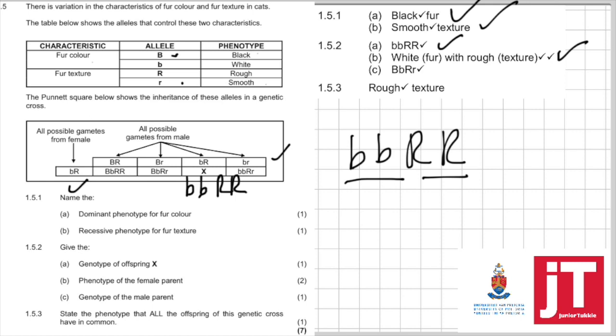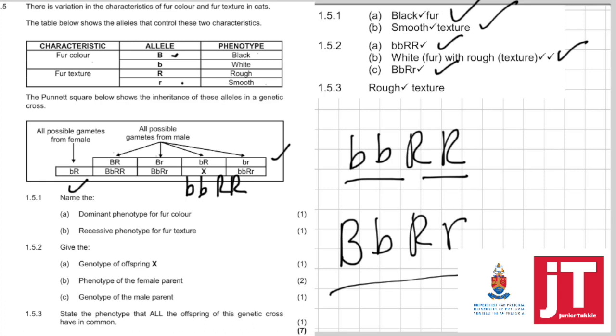Okay. Then 1.5.2C, give the genotype of the male parent. Right. Of the male parent, can you see? Each of the gametes have a big B, so it'll be big B first. Each of the gametes have a small b as well. And then each of the gametes have a big R and a small r. So yes, you can see the male is heterozygous.